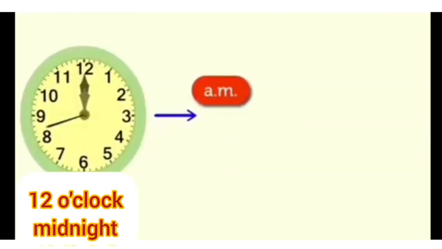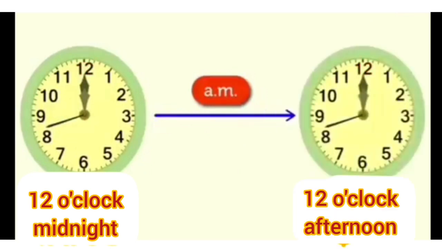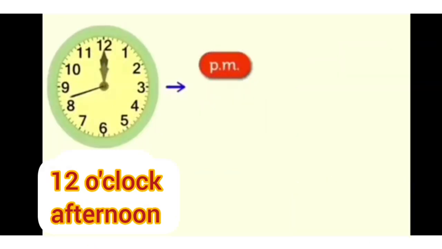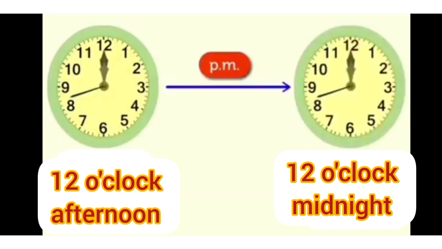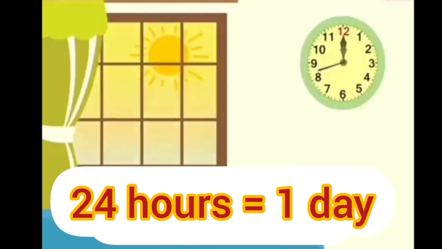How many hours are there in a day? It's 12 midnight on the clock and now it's 12 noon. We use AM to denote this time duration. From 12 noon to 12 midnight, the time is denoted by PM. We use AM and PM separately. What's the difference between 12 noon and 12 midnight? Yes, it is 12 hours. And likewise, the difference between 12 midnight and 12 noon is also 12 hours. 12 plus 12 is 24 hours. So, one day is equal to 24 hours.